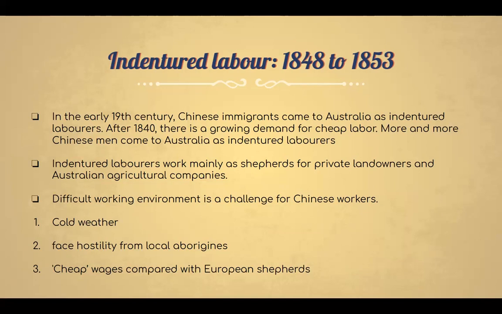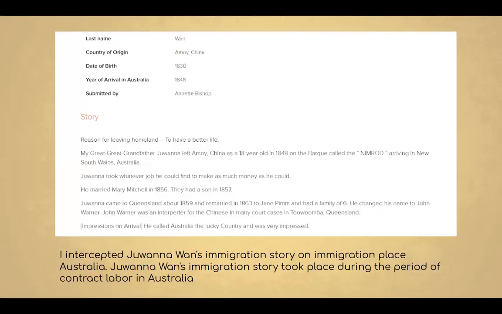After the Chinese arrived in Australia, the difficult working environment was a challenge for Chinese workers. Compared with Xiamen, the place where indentured labor worked was very cold. At the same time, Chinese shepherds also faced hostility from local Aborigines. Indigenous people also herded sheep and they regarded the Chinese as land invaders. The wages of Chinese workers were also very cheap. Chinese shepherds received less than European shepherds in terms of wage and food supply.